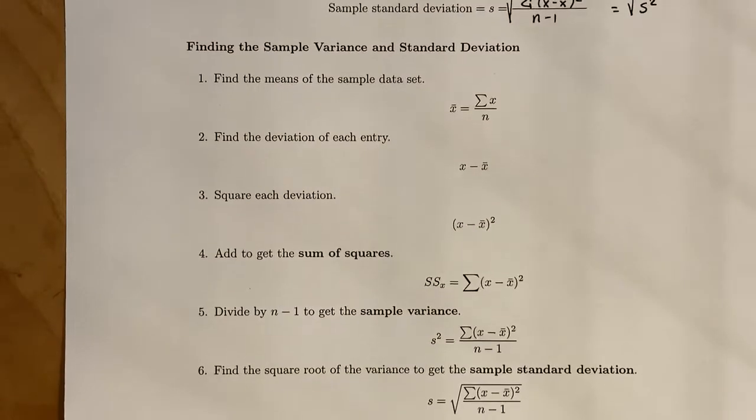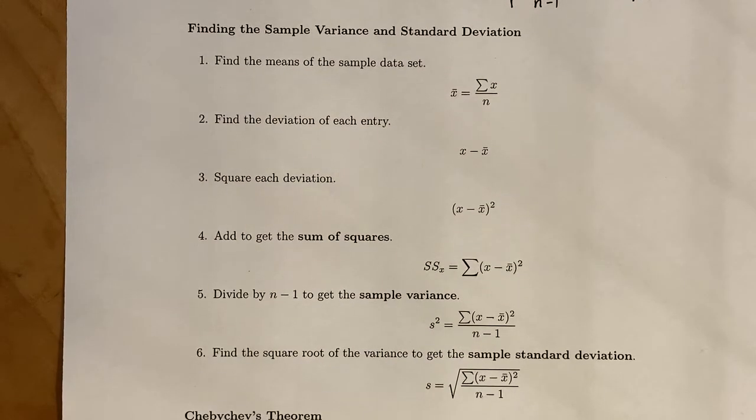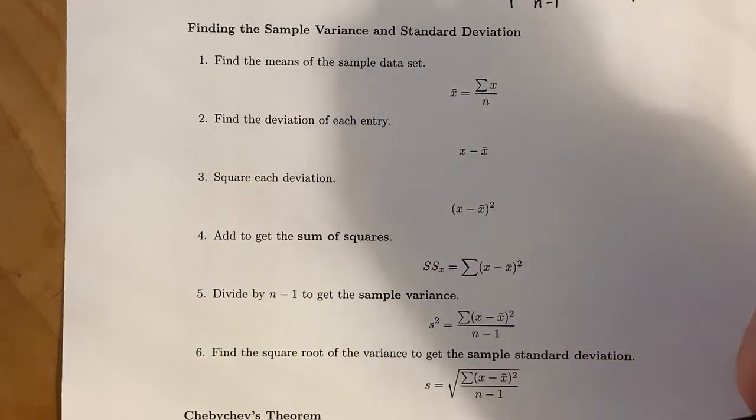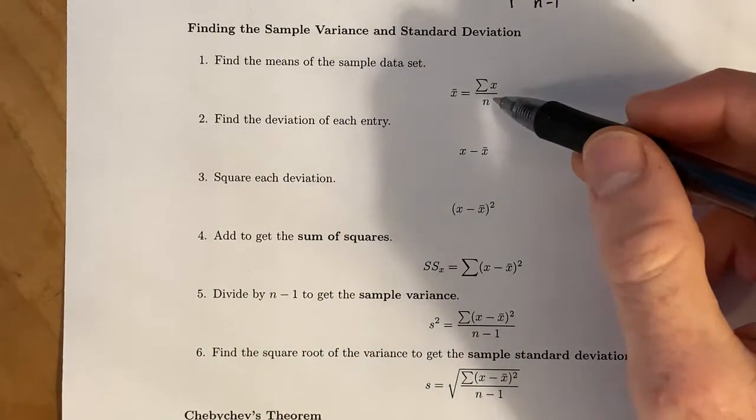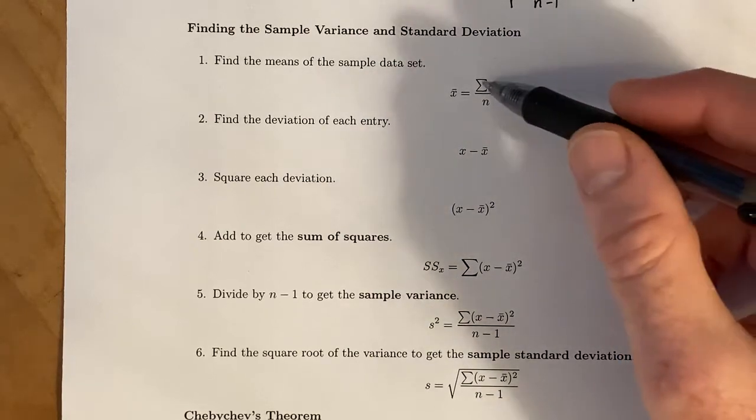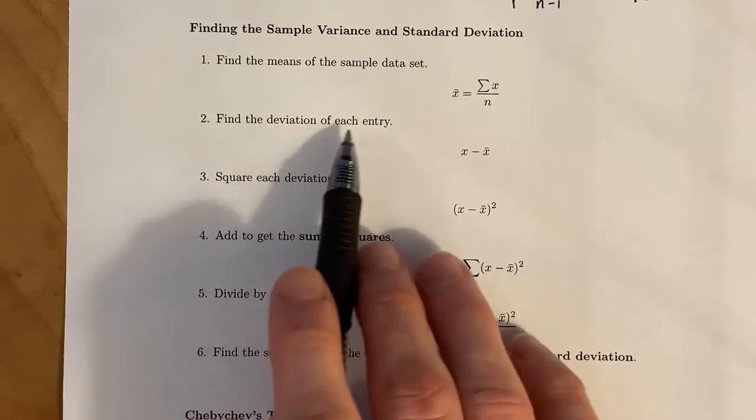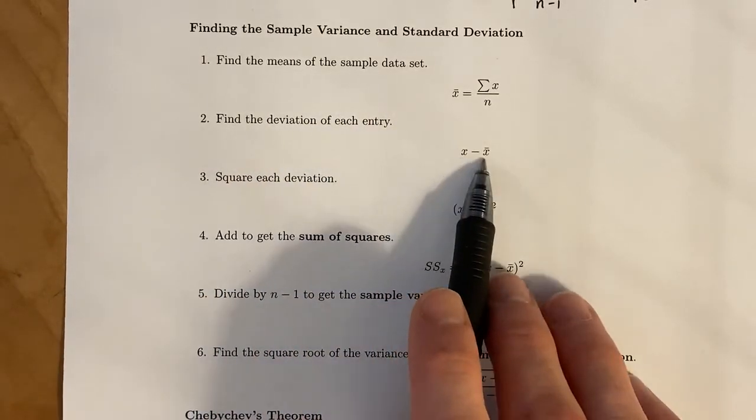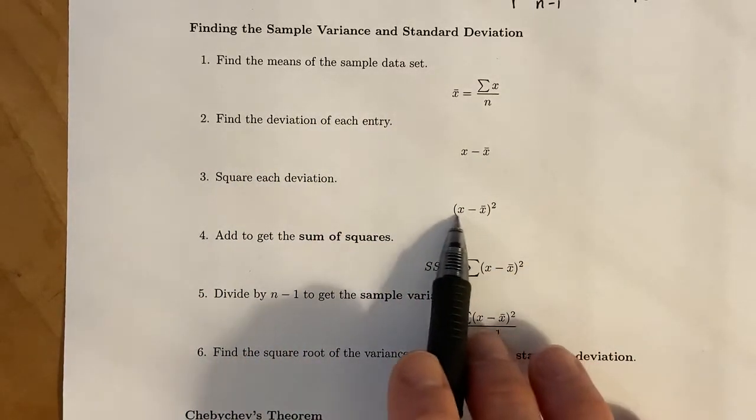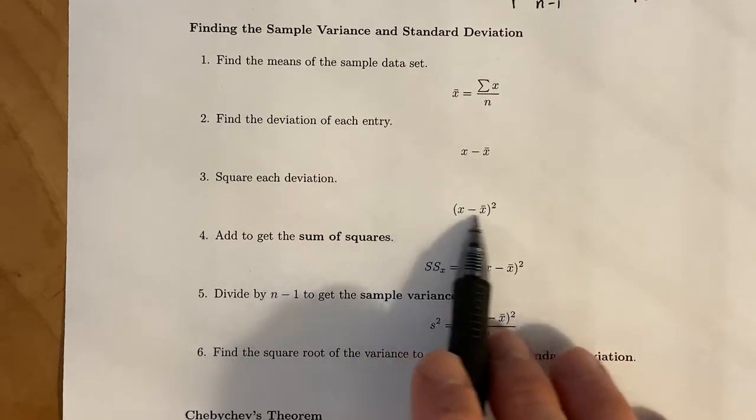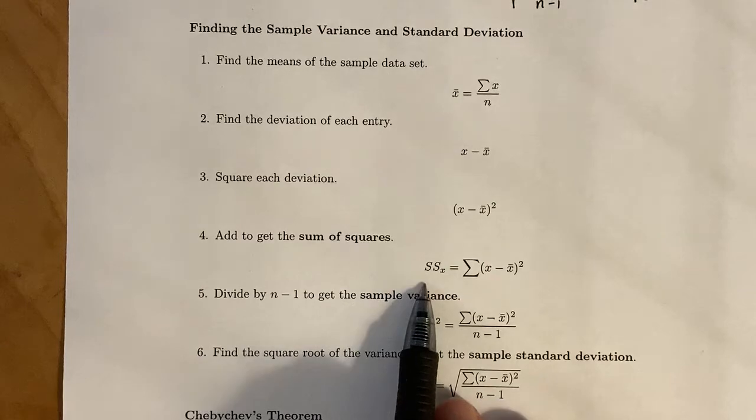And just like we did in the example at the end of the first page, here's the breakdown for all the steps that we have to take. First, we find the sample mean: the sum of all the data values divided by the total number. We find the deviation for each entry. Then we square each deviation. We add all those values up to give us the sum of squares.